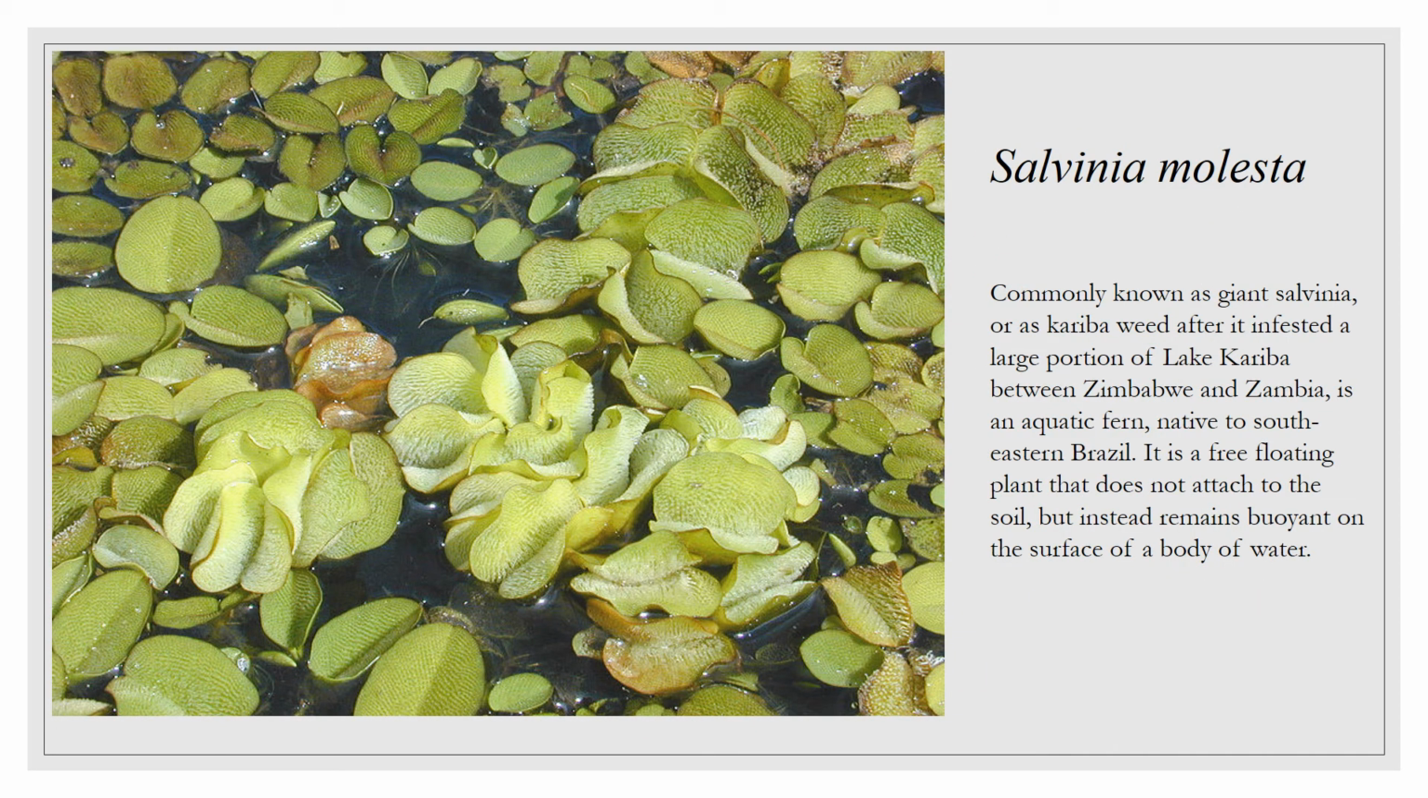Next is Salvinia molesta. It is commonly known as giant salvinia or as Kariba weed after it infested a large portion of Lake Kariba between Zimbabwe and Zambia. It is an aquatic fern native to southeastern Brazil. It is a free-floating plant that does not attach to the soil but instead remains buoyant on the surface of a body of water.